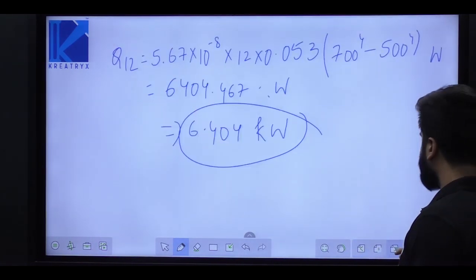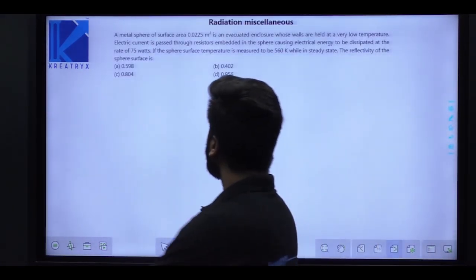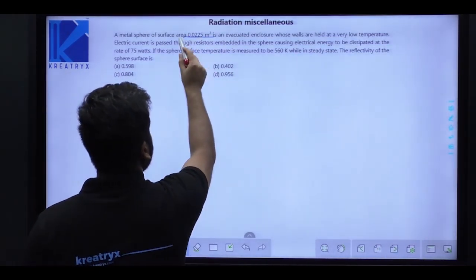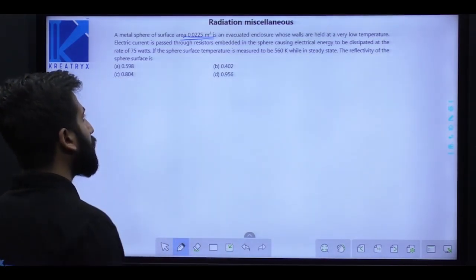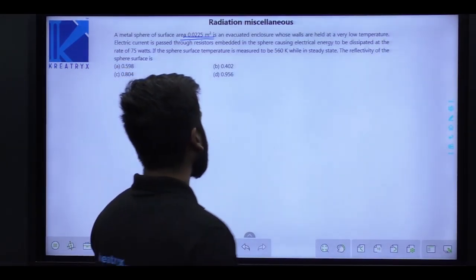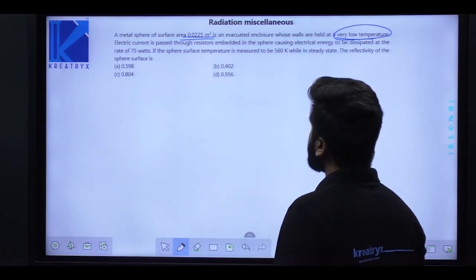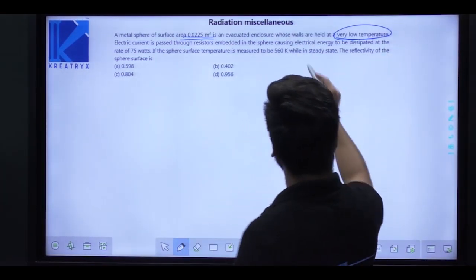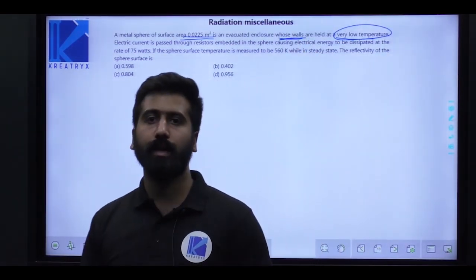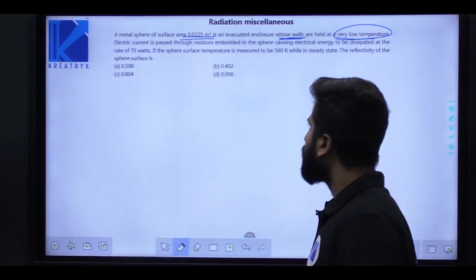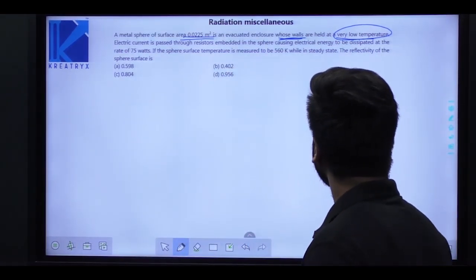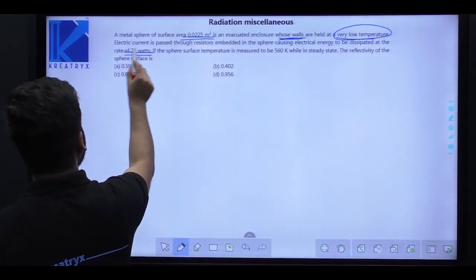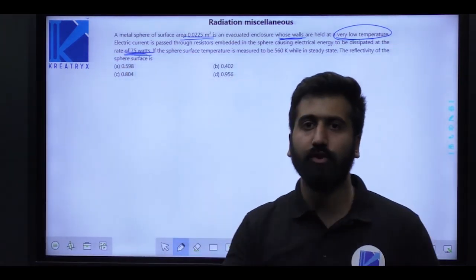This was the question. Let's move on to the next question. A metal sphere of surface area is given, in an evacuated enclosure whose walls are held at a very low temperature. The temperature is not given to you. That means the temperature of the wall is not sufficient to radiate heat. Electric current is passed through resistors embedded in the sphere, causing electrical energy to be dissipated at the rate of 75 watts.